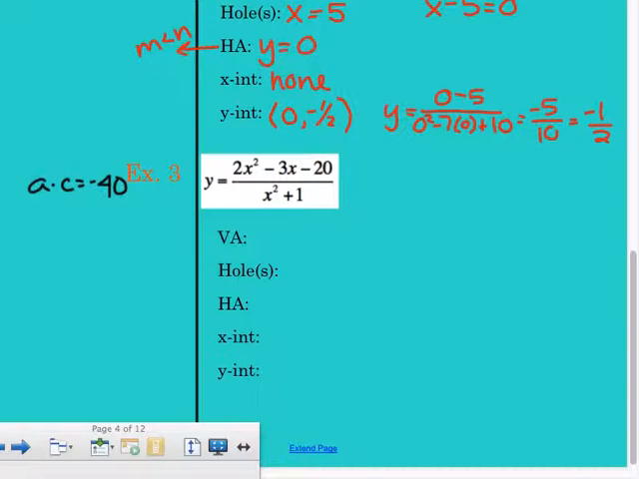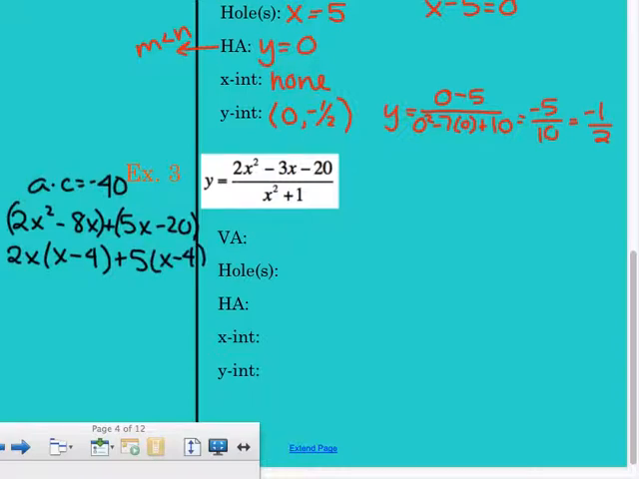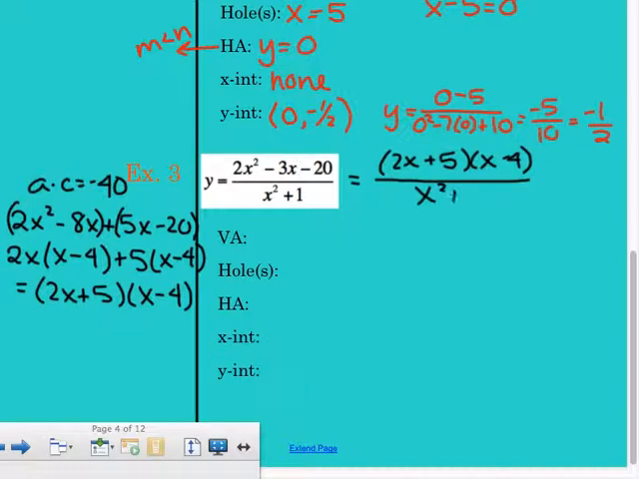So factors of negative 40 that add to negative 3 are negative 8 and 5. So I've got 2x squared minus 8x plus 5x minus 20, factor by grouping. So pull out 2x, then you're left with x minus 4. Pull out 5, you're left with x minus 4. So your factors are 2x plus 5 and x minus 4. So this factors into 2x plus 5 times x minus 4 over x squared plus 1.